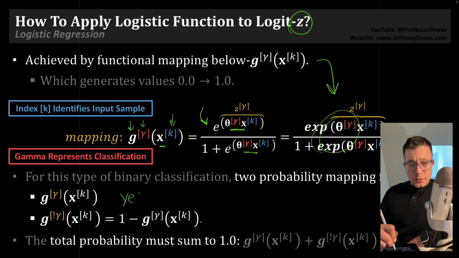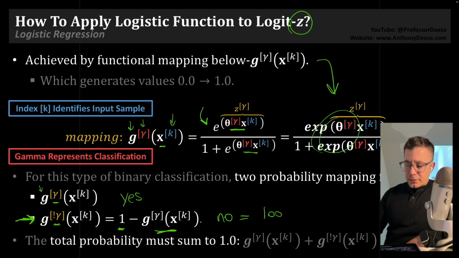Essentially, we only have 2 cases. Yes, the input is associated with category gamma, or no, it's not, which by default means it's associated with the other category. And so what we see here is that g with a superscript of gamma represents the yes, and g with a superscript of not gamma represents the no. This probability should be equal to 100% minus the probability of yes, right? The probability of no equals 100% minus the probability of yes. So the total probability of this plus this must equal 100%.